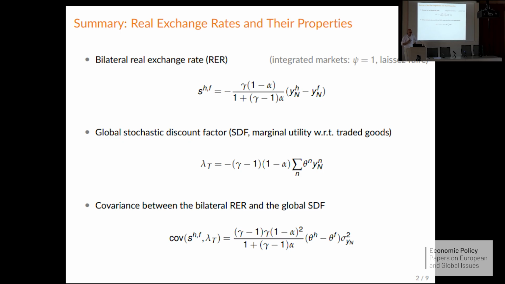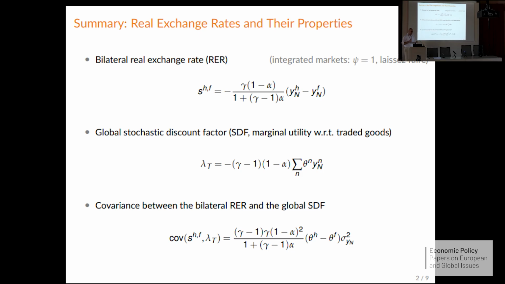And that's why the global stochastic discount factor, SDF, which is the marginal utility with respect to traded good, is also reflective of the country's non-traded good supply. And it's reflective of this non-traded good supply in proportion of the country size. When a large country's non-traded good supply deteriorates, its exchange rate will appreciate, and this will also imply a large increase in the marginal utility of traded goods in the SDF. To the contrary, when a small country experiences a deterioration in non-traded goods, the effect on the global SDF is much smaller.